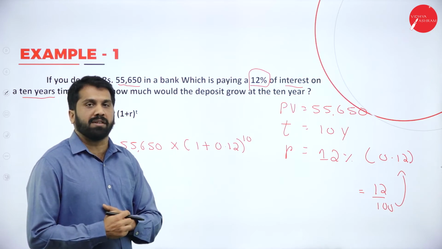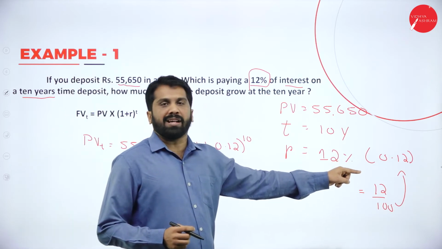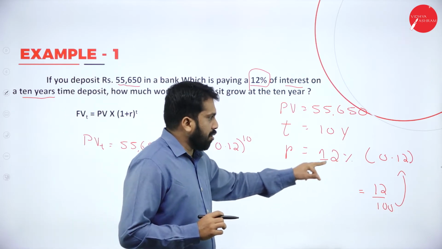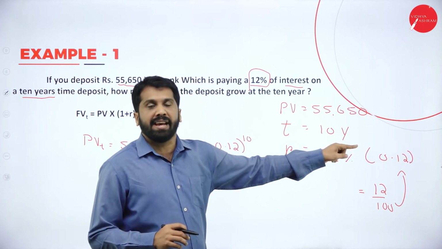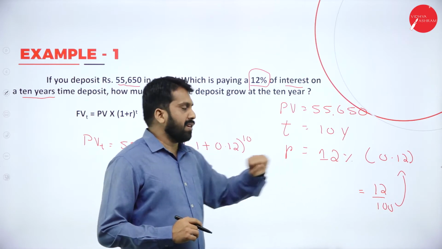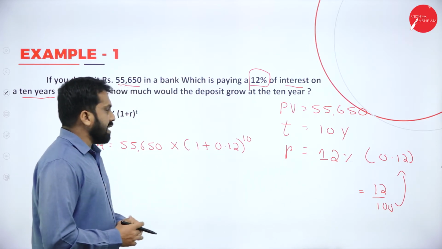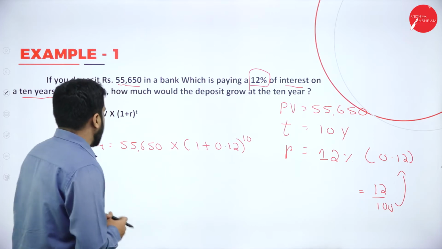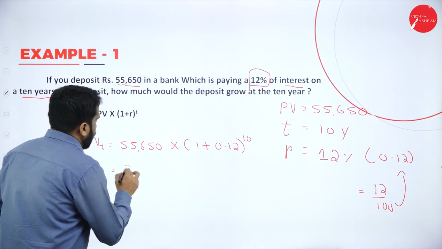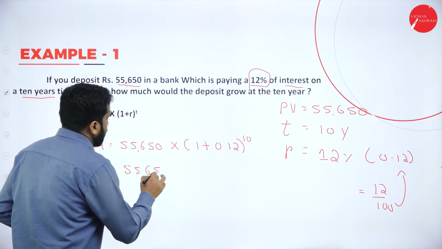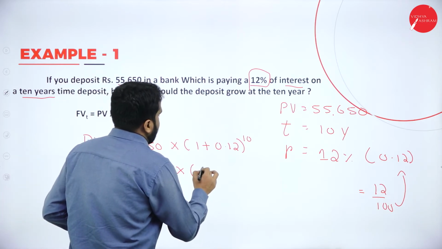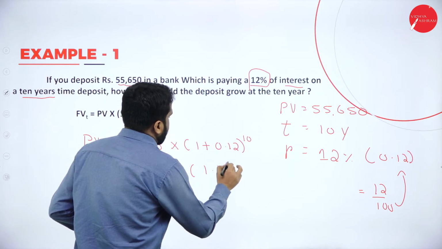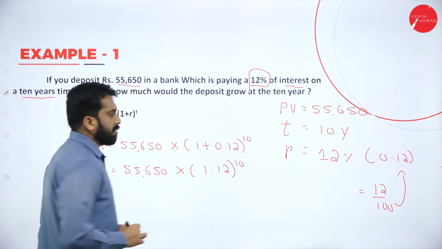If it is a 15%, 0.15. 10%, 0.10. 8%, 0.08. Remember, clear? Now, these are the basic calculations we have done. Now, further calculate. 55,650 will remain as it is. So, 1 plus 1.12 to the power of 10.